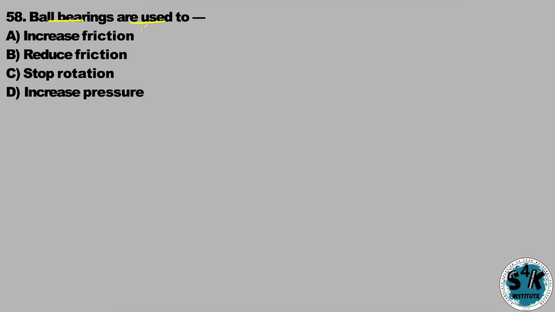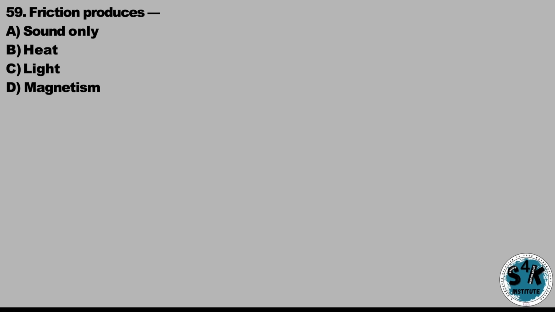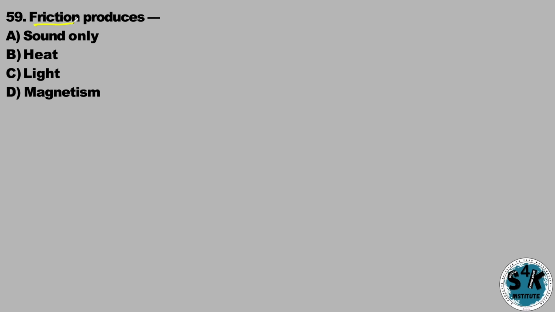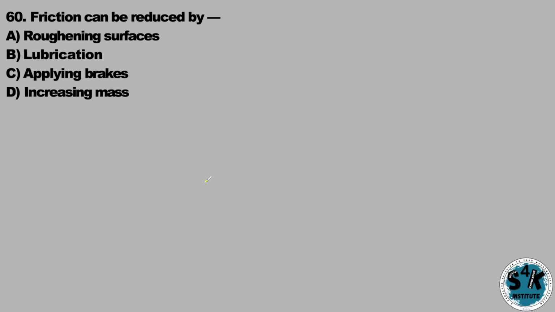Why do we use ball bearings? In cycles, in bikes, or other rotating stuff, we use them to reduce friction. Friction produces what? It produces heat. How can we reduce the friction? By lubrication. Have you seen that? Greasing of ball bearings and all.